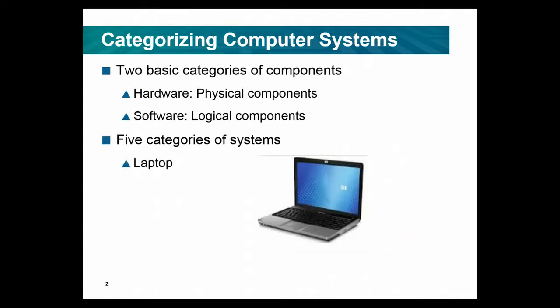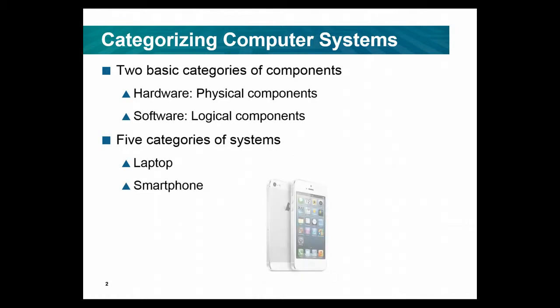There are 5 categories of systems. The first one is a laptop, the smallest of the full computer systems that you'll typically be using. The next category is a smartphone. A smartphone as a whole is a computer, but we don't consider it a full-fledged computer system as it only has limited capabilities.